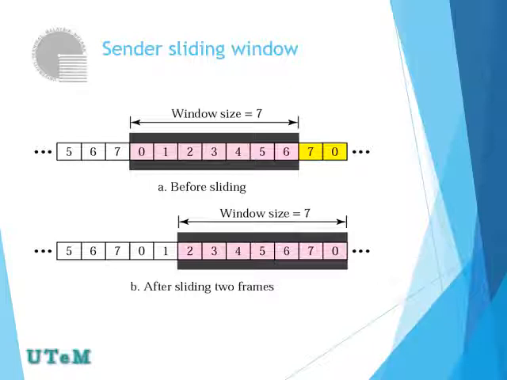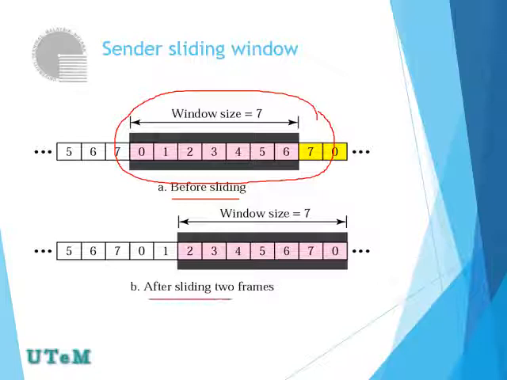Sliding window, sender sliding window. The sender sliding window varies. It can be the size of 7, from 0 to 6, or it can be any size. This is the sliding window before sliding. This is the sliding window after sliding, and the window after sliding two frames.